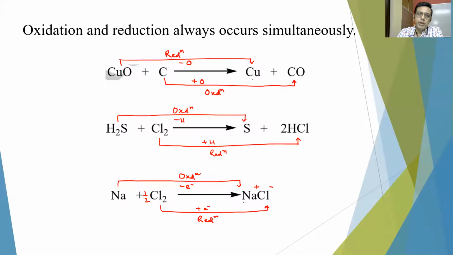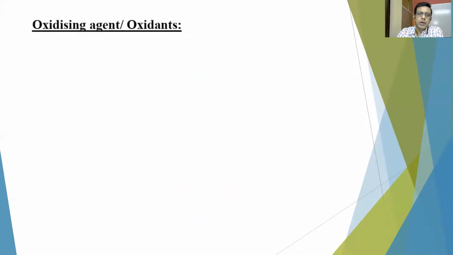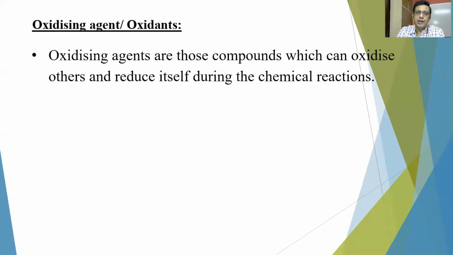So after this oxidation and reduction, we have to discuss oxidizing and reducing agents. Now, what are these agents? Agents help in some work. So when you want to buy tickets, we go to agents who will purchase the ticket for you. So similarly in redox reaction also, we have some agents that help. These are called oxidizing agent or oxidant and reducing agent or reductant.